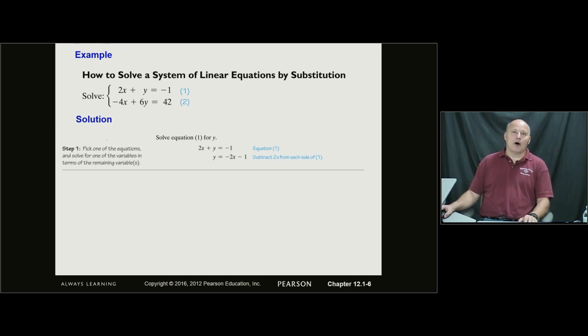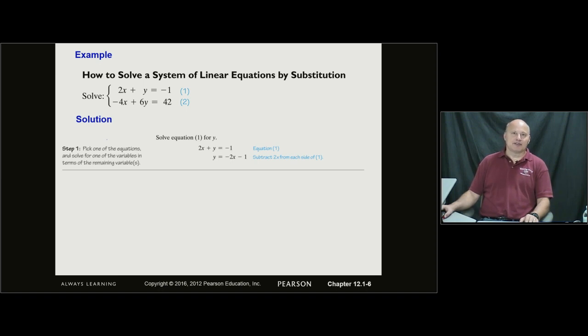Now, what if they all have coefficients in front of them? Well, to be quite honest with you, if you do it by substitution, you're just going to have to grin and bear it. You're just going to subtract and do that two-step process. But I'll tell you the truth. If I have a choice, and no variable has a coefficient of 1, I will not use substitution; I will use the elimination method.